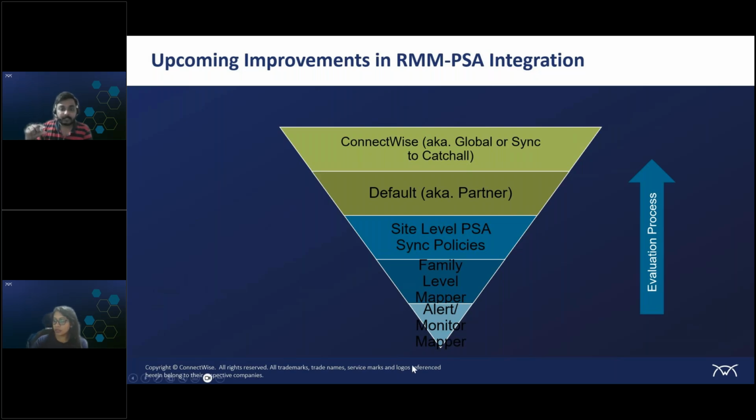The remaining part is the family level mapper. With the earlier UI that I was talking about, you will be able to map your tickets at family level as well. This particular pyramid shows that the alert or the monitor level mapping will have more weightage and will be referred first for syncing any of the tickets. In case that particular pod functionality is not configured, then we'll be referring to the site level policies that you have applied. So this is basically the overall evaluation process for the ticket sync between RMM and PSA.